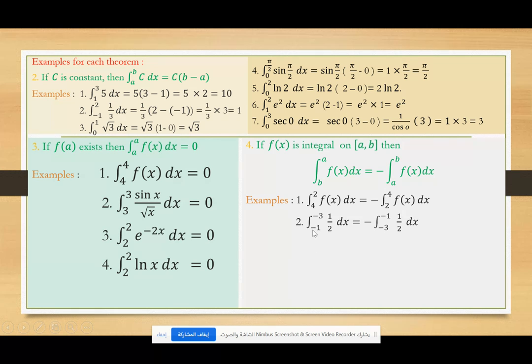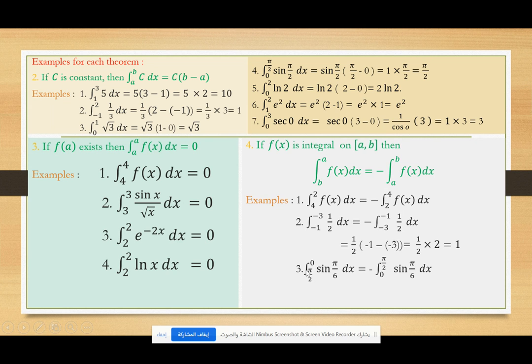Example number 2, integration from -1 to -3 of half dx equals. Also, you have to make a switch and take a negative as a common factor, and that will keep it as it is, but make it from -3 till -1, and the negative is outside as a common factor. Now, because you have half as a constant, we can go back to theorem number 2 and use it again. That means you can keep half outside as a common factor and multiply by b minus a, which is -1 minus -3. And that will make it 2, which is going to be cancelled as 2 divided by 2 to give you 1.